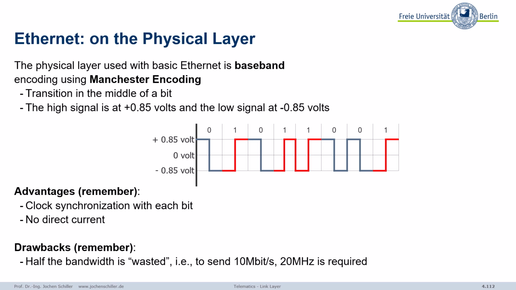Also the classical Ethernet, we know this already, used baseband encoding, Manchester, here plus minus 0.85 volts. So we know this Manchester coding with the edge in the middle of the bit. We know we have no direct current, we have nice clock synchronization with each bit, but we also know that we waste half of the bandwidth, due to the fact that we may have two transmissions potentially per bit.